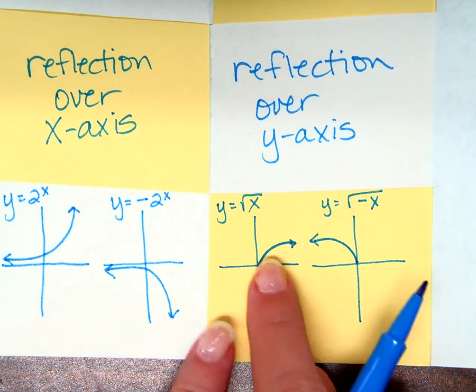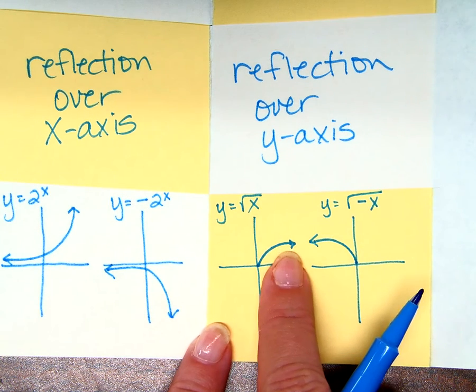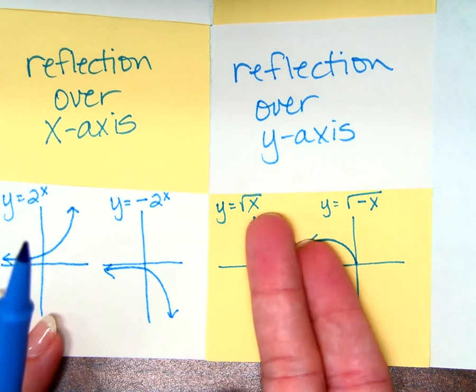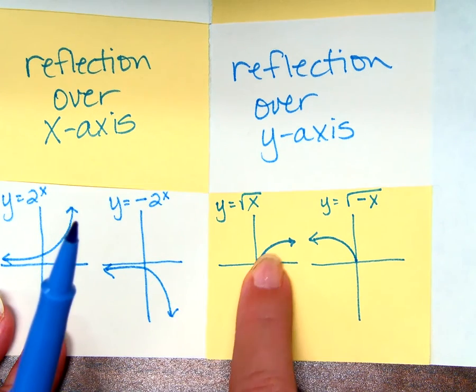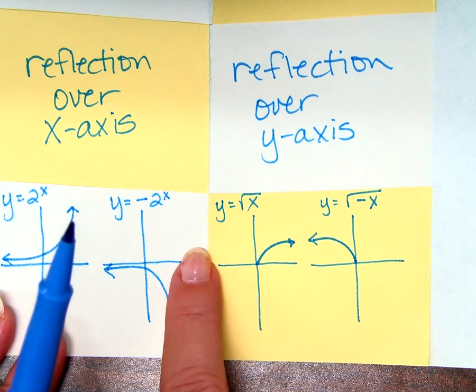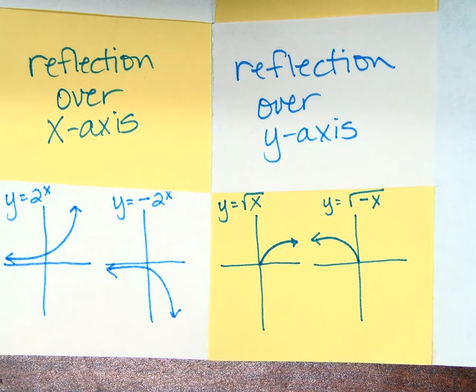Yeah, for sure. This is what the parent function looks like. I know it's a reflection over the y-axis, so I took it here and reflected it across the y-axis. So instead of going up and to the right, it's going to go up and to the left. That makes sense? Okay.